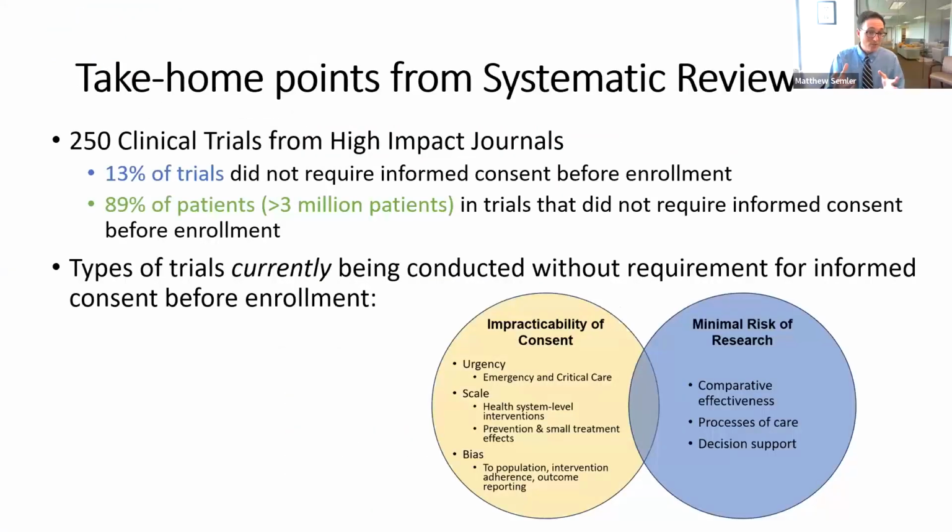So to summarize what we found in our systematic review, over the last year, in these two high-impact general medicine journals published in the United States, we found 250 clinical trials. 87% of those trials did require informed consent prior to enrollment, and those tended to be more likely to be trials that evaluated a new drug or device that was not yet FDA approved or available, and those that were funded by industry, whereas 13% of trials did not require written informed consent prior to enrollment, and those tended to compare existing treatments or evaluate health system interventions.